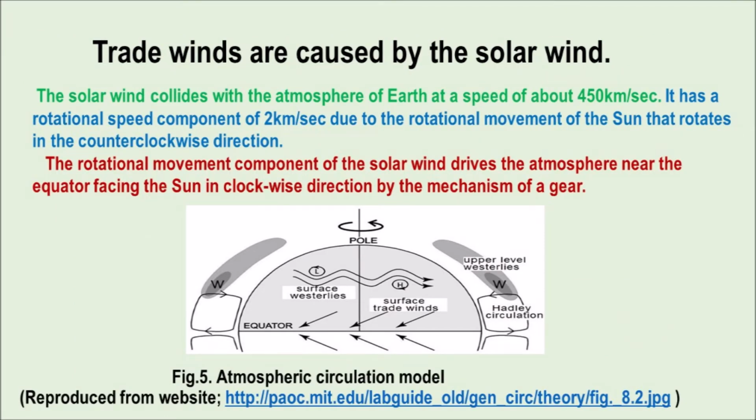Trade winds are caused by the solar wind. The solar wind collides with the atmosphere at high speed, about 450 kilometers per second. The solar wind has a rotational speed component of 2 kilometers per second due to the anti-clockwise rotational movement of the sun. The rotational movement component of the solar wind rotates the atmosphere of the area of the equator facing the sun in the clockwise direction by a mechanism of a gear.